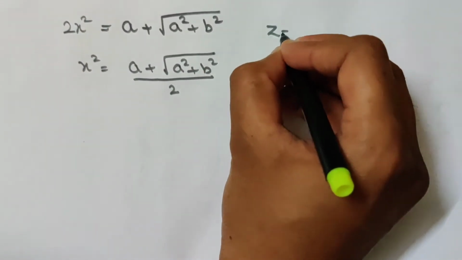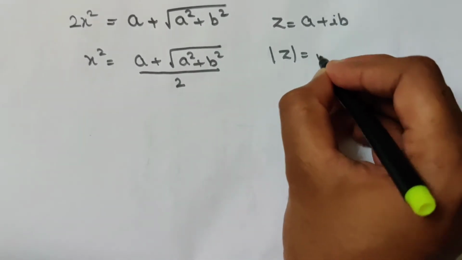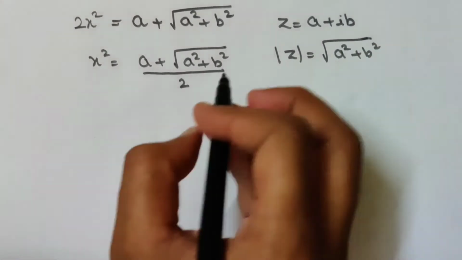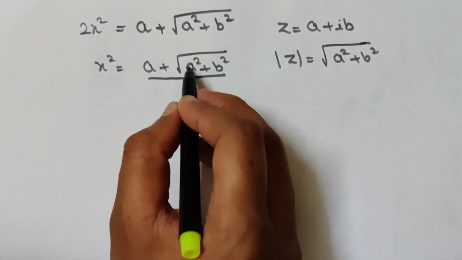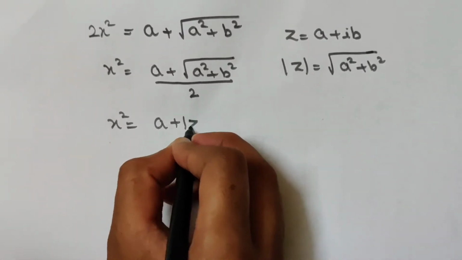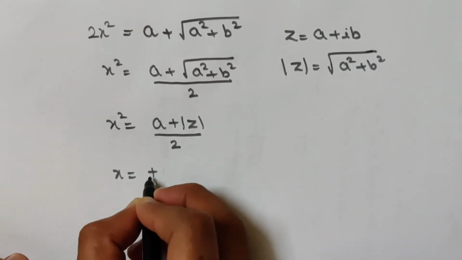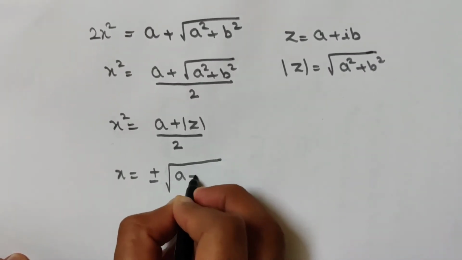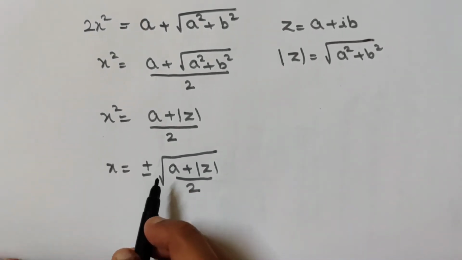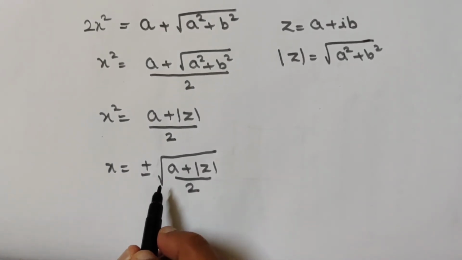My z is a plus ib. If I take the modulus of z, it is equal to root of a square plus b square, that is real part square plus imaginary part square. So instead of this I am going to replace modulus of z. So x square is equal to a plus modulus of z by 2. So x is equal to plus or minus root of a plus modulus of z by 2. Now I am going to substitute the value of x in the first equation to get the value of y.